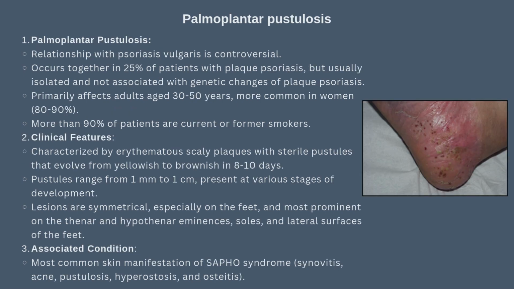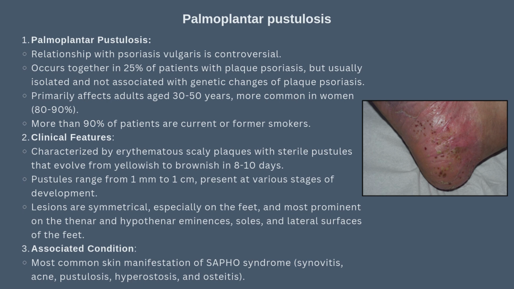Palmoplantar pustulosis. The relationship of palmoplantar pustulosis with psoriasis vulgaris is controversial. It occurs together in 25% of patients with plaque psoriasis, but is usually isolated and not associated with genetic changes of plaque psoriasis. Primarily affects adults aged 30 to 50 years, more common in women, 80 to 90%.